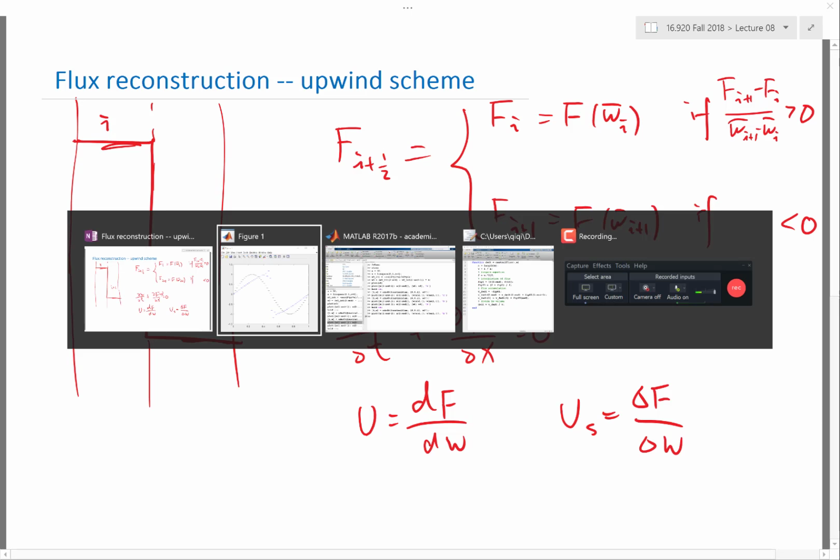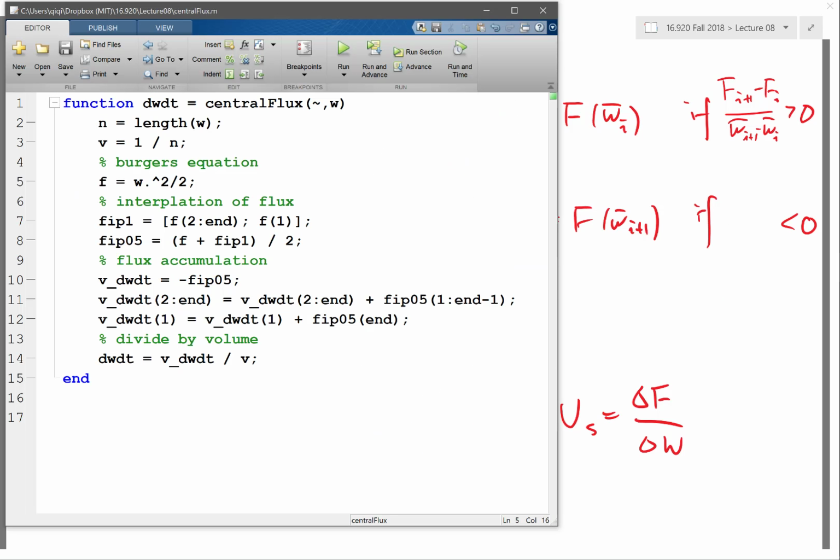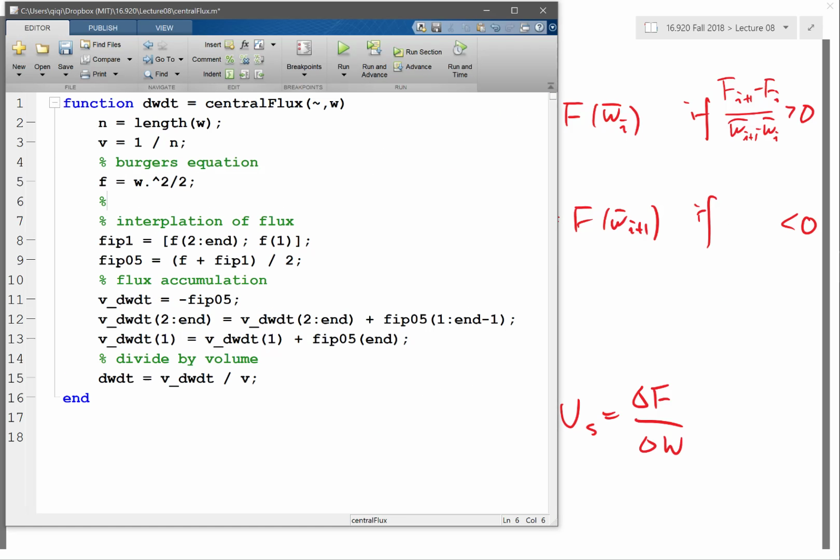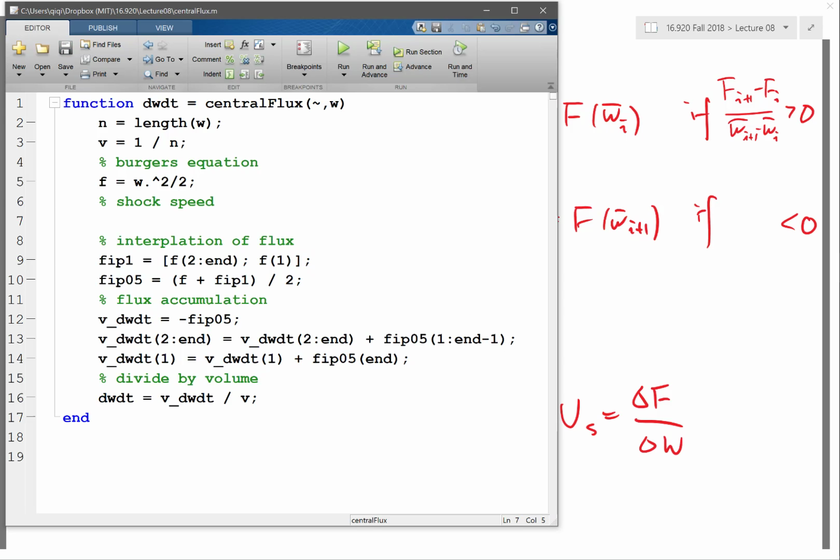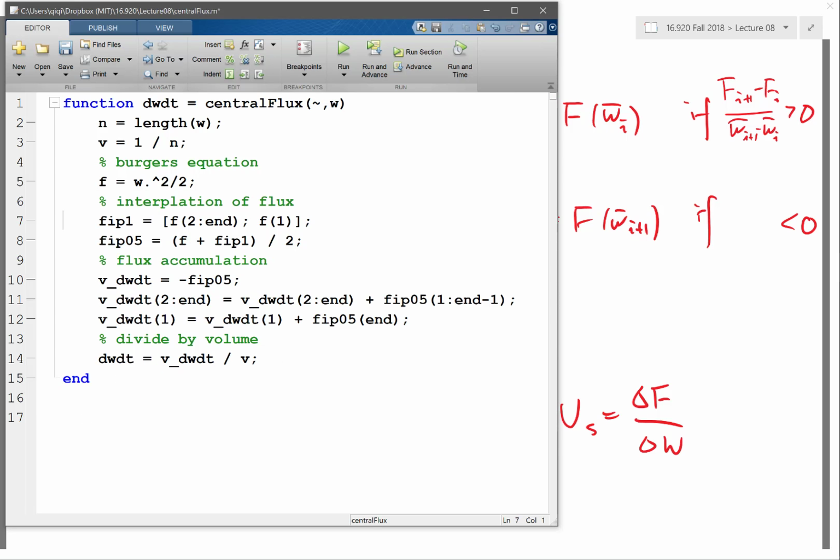So let's try to implement this in MATLAB then. Okay, so now I have the flux, and let's compute the shock speed or wave speed, right? Wave speed if there is no discontinuity, it's the same formula. Okay, so, oh, actually, for that to happen, I first have to compute F_i.